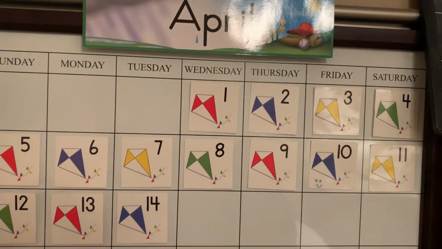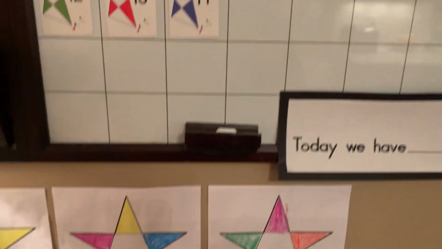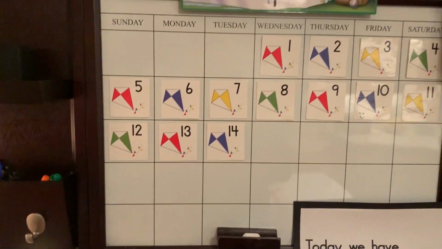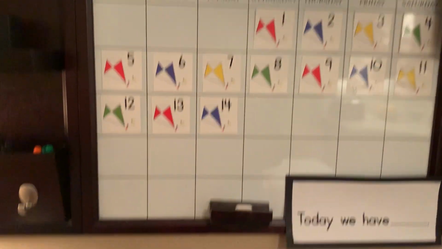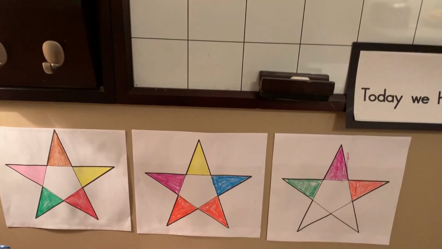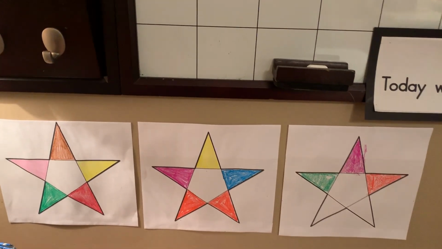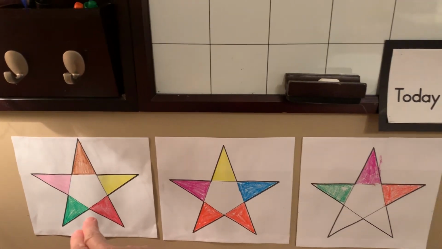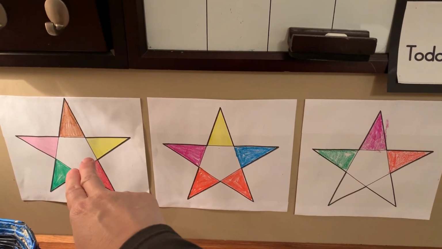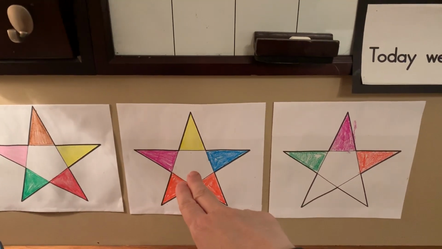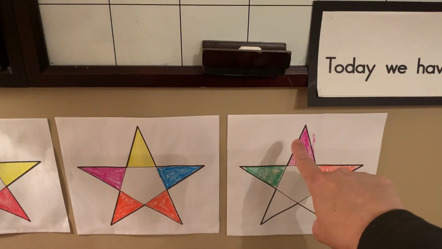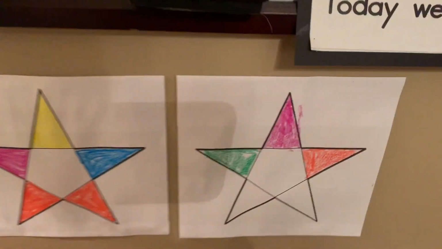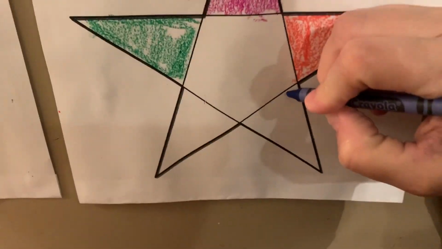Now, we also started something new in April. We started counting points on stars. Today is the 14th, so we will have 14 points. We know that there are 5 points to each star, so we can count by fives. 5, 10, 11, 12, 13, and we will color in a 14th point.